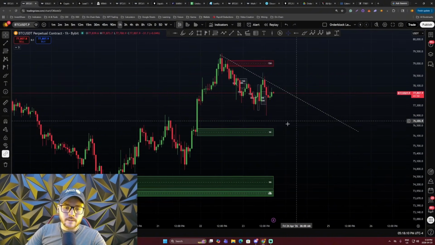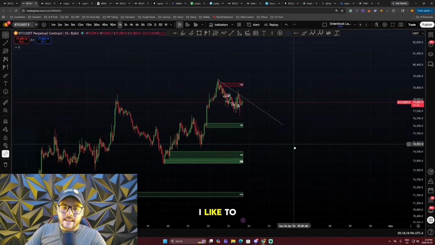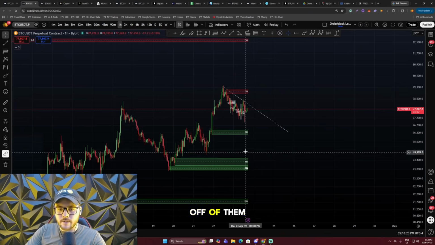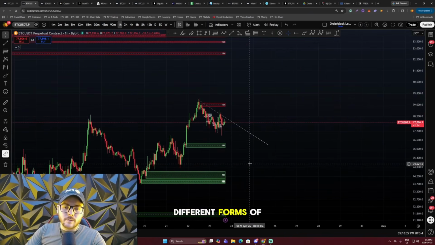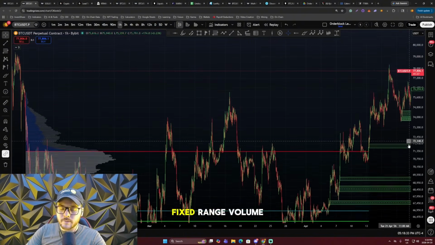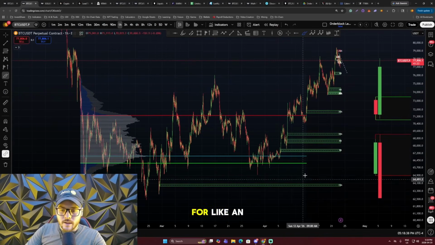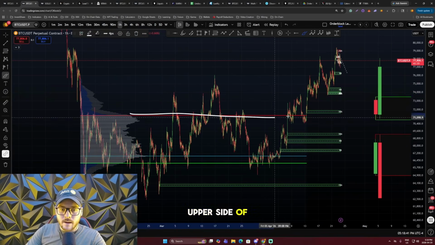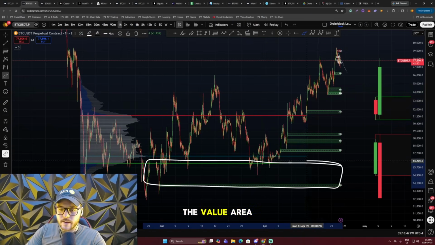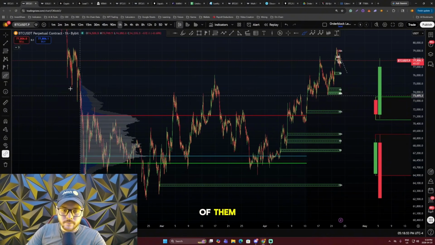Guys, that is order blocks. Me personally, I love to see them at value area highs, value area lows. I like to see them after a bullish change of character. I like to retest them, prepare for an entry off of them that way. There's lots of different ways, different forms of confluences you can use them. But I prefer the positioning of them being at a value area high or value area low. I'll use the fixed range volume profile like this, right? And I'll look for like an order block either on the upper side of this value area. Look for the bearish order blocks and like bullish order blocks on the bottom side of the value area, and then prepare for potential longs off of them or shorts off of them.